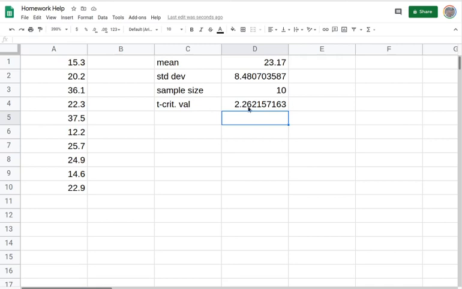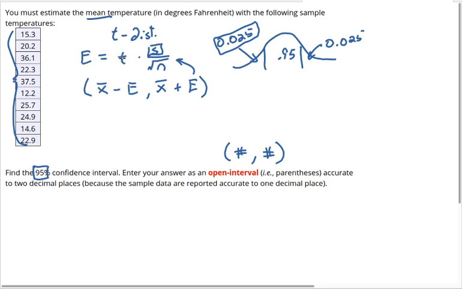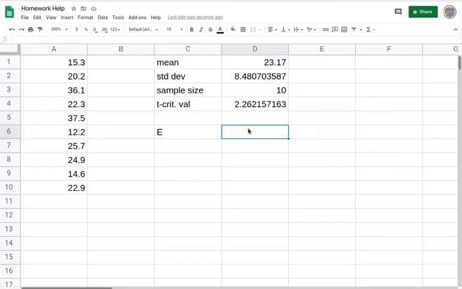Now, that means I'm going to take all this and get my margin of error. Now remember, the margin of error formula is the critical t-value times the standard deviation divided by the square root of n. So on my spreadsheet, I can say equals the critical t-value times the standard deviation divided by, and I'll use the square root function here, the square root of my sample size. And I have my margin of error.